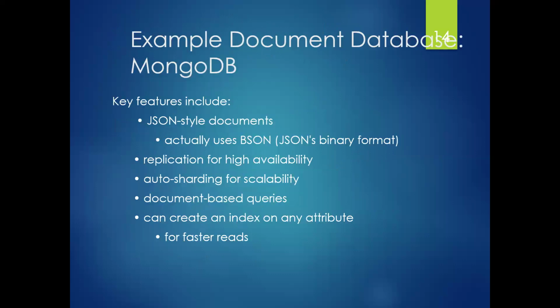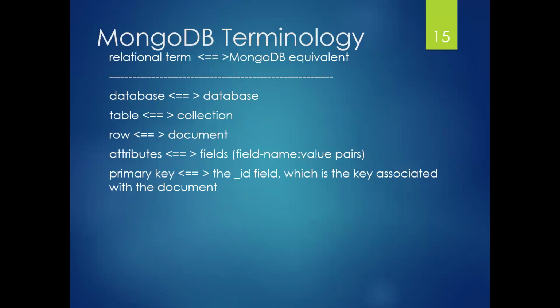The MongoDB key features are JSON-style documents, which actually use JSON's binary format, replication for high availability, and auto-sharding for scalability. Document-based queries can create an index on any attribute for faster queries.